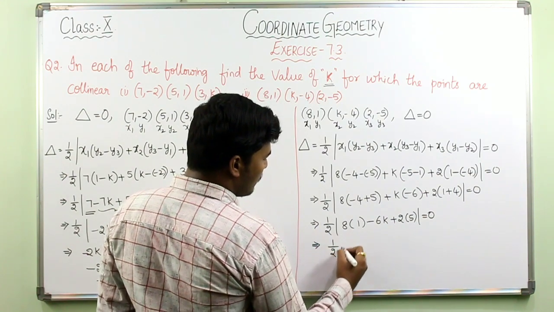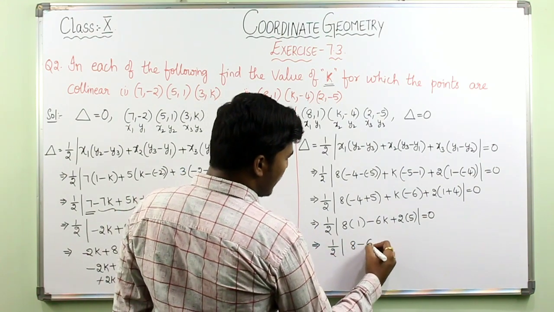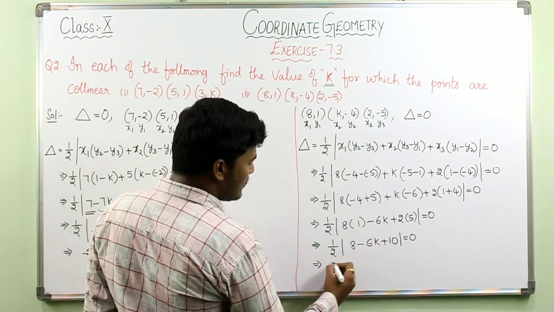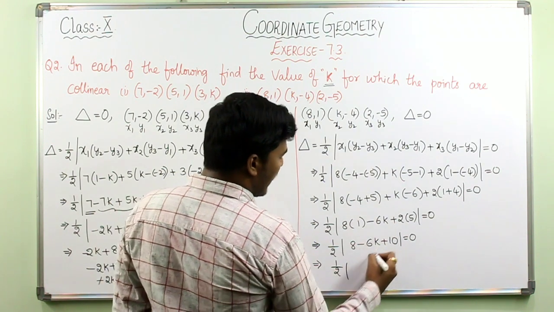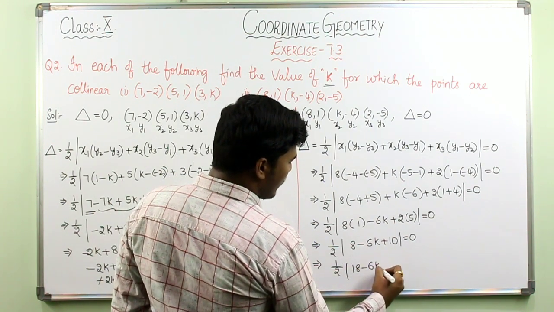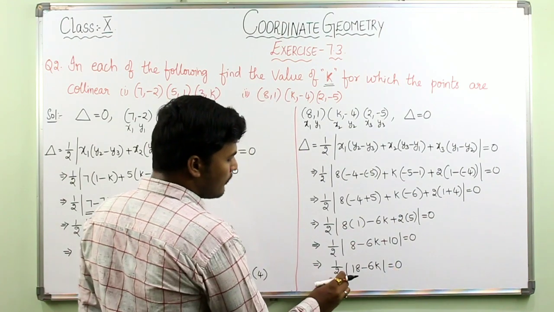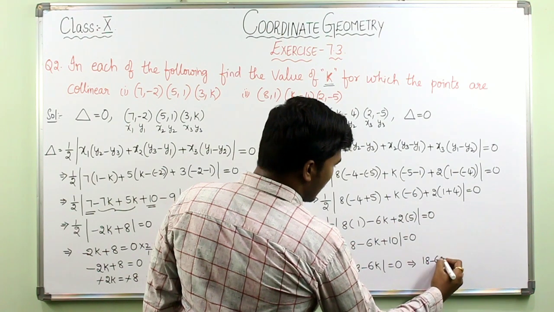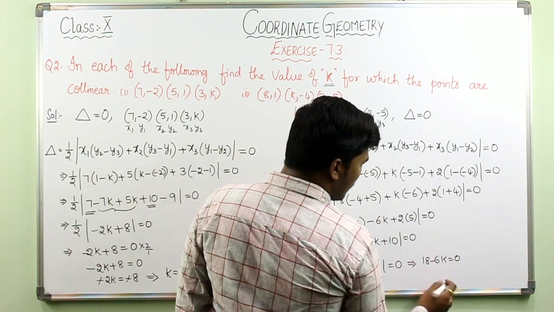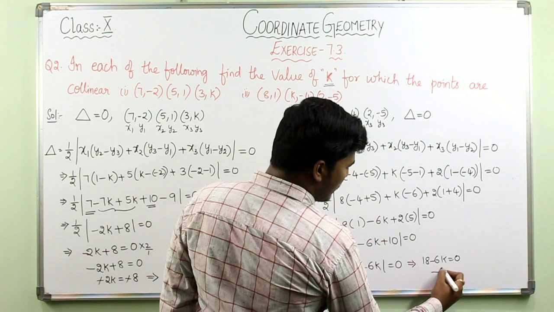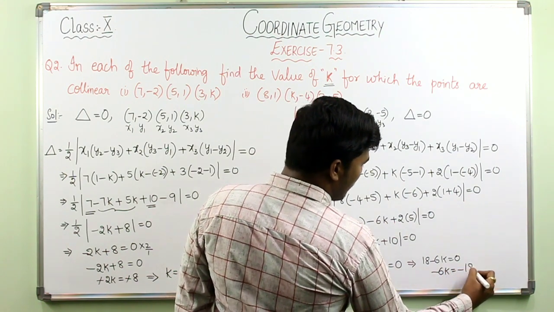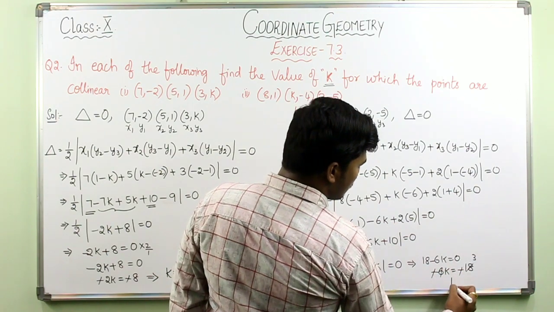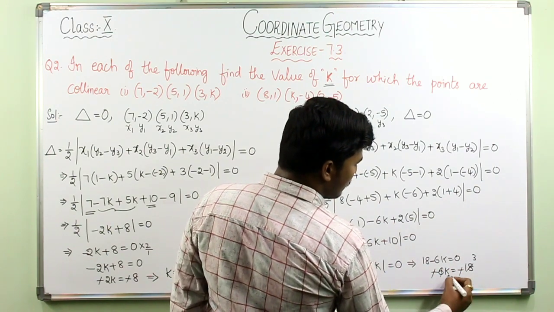Now this will become 1 by 2 times of 8 minus 6k plus 10 equal to 0. This implies 1 by 2 times of 18 minus 6k is equal to 0. Now if I shift this 1 by 2 to that side, it will become 18 minus 6k is equal to 0, right? 0 into anything will become 0. From this, minus 6k is equal to minus 18, minus minus cancel, and 6 ones are 6, 6 threes are 18. So therefore we are left with k is equal to 3.